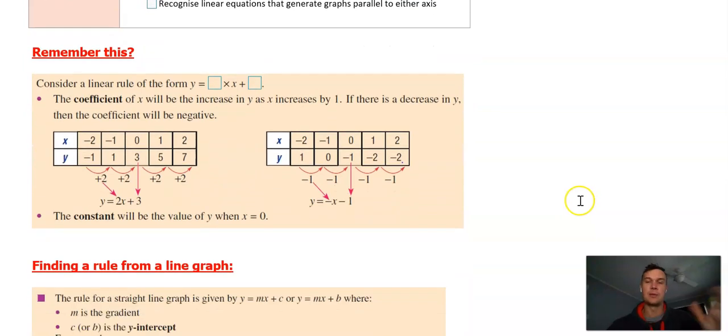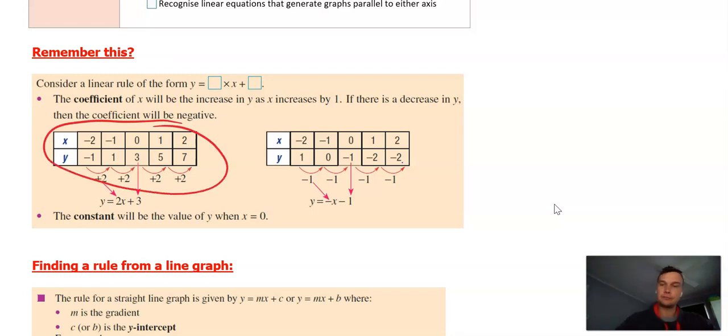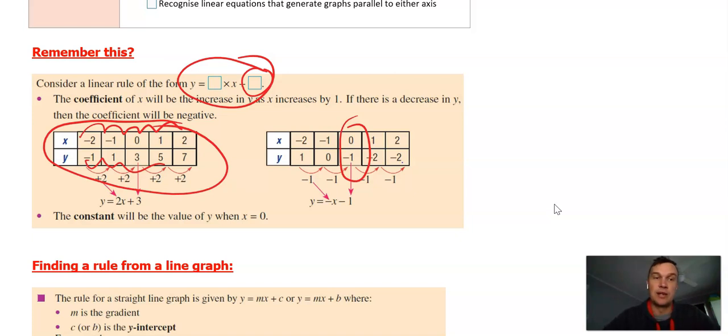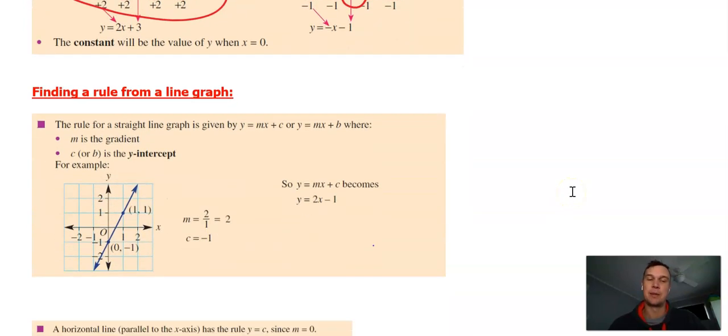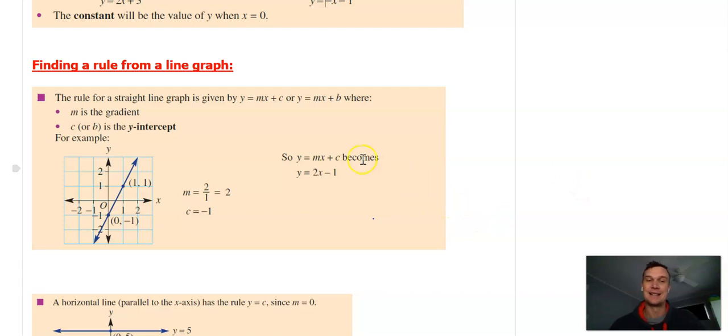Firstly, before we begin, I want to make sure that you remember this from last lesson. When we tried to find a rule using a table, we looked at this as our example. Our rule was y equals, and then we'd find out what the coefficient of x was by seeing how often the y goes up. But we also noticed that wherever x was 0 was going to be our constant. If you aren't familiar with that, make sure you go back to that previous lesson, because it helps us understand what we're looking at in this instance.